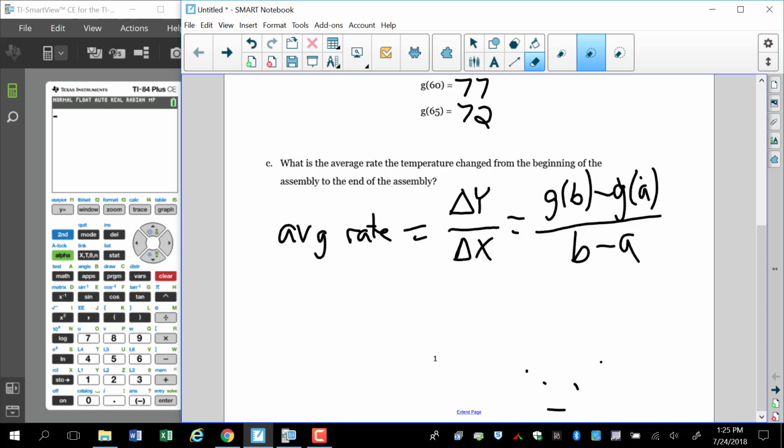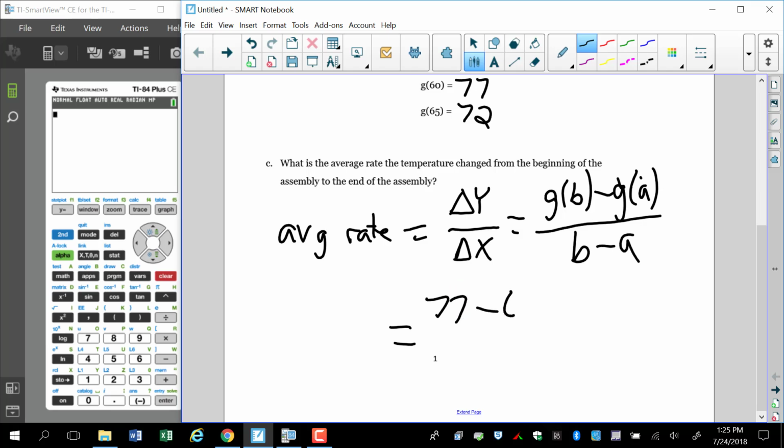This formula down here is what we call the average rate of change formula. The average rate of change formula is change in y over change in x, or if you want to use the notation we're using right now, g of b minus g of a over b minus a. So if we're looking for, from the beginning to the end of the assembly, how much did it change, at the end of the assembly it was 77. The beginning of the assembly was 65 degrees. And that occurred from noon until 1 o'clock. So this on the bottom was just simply 1 hour.